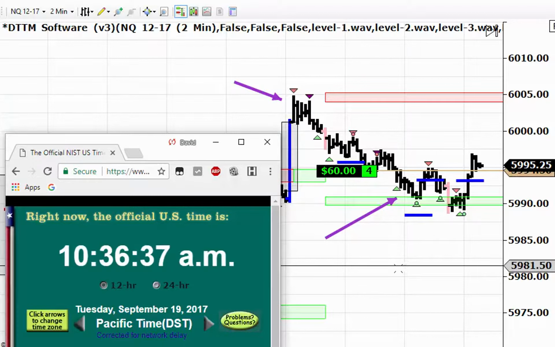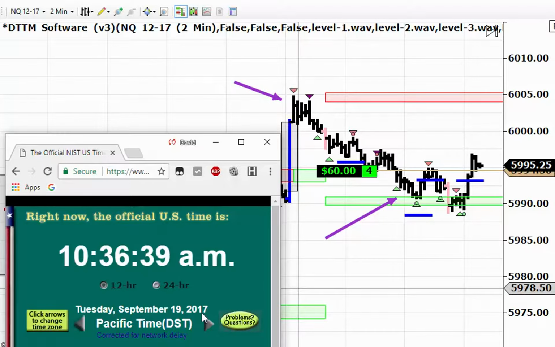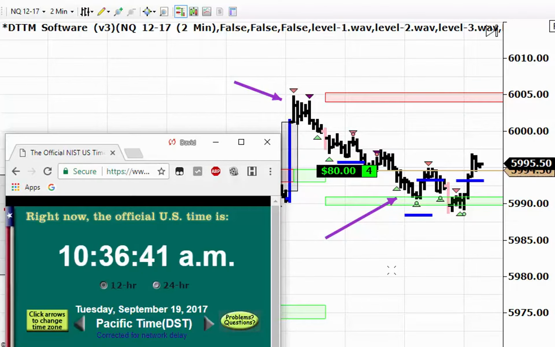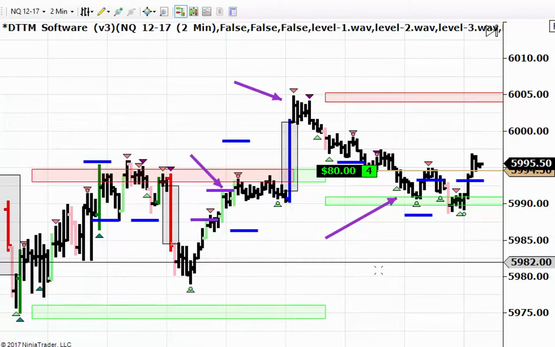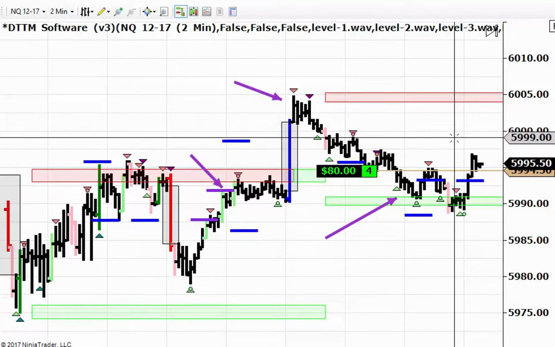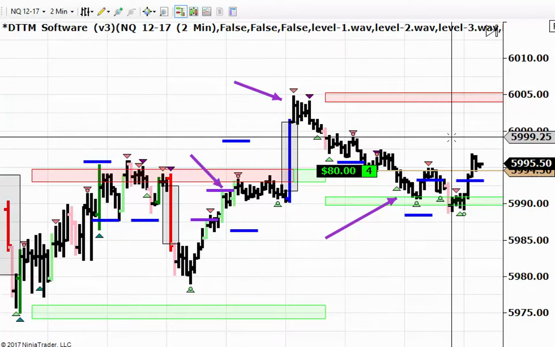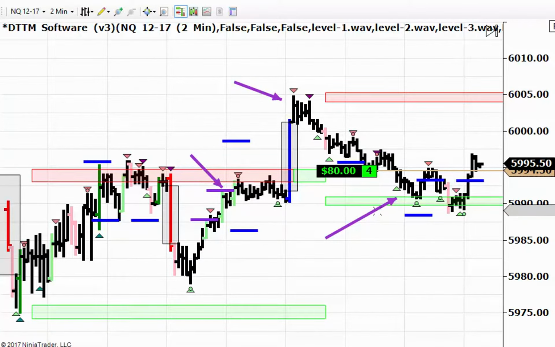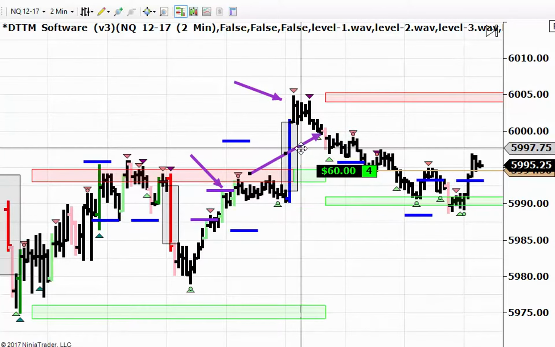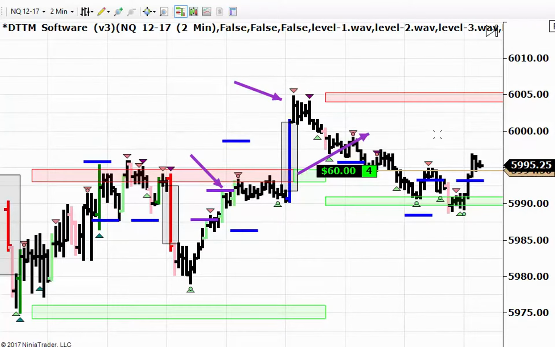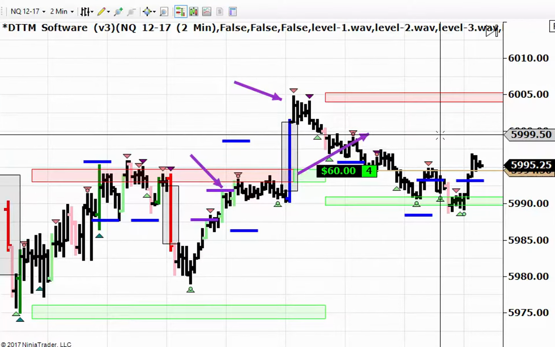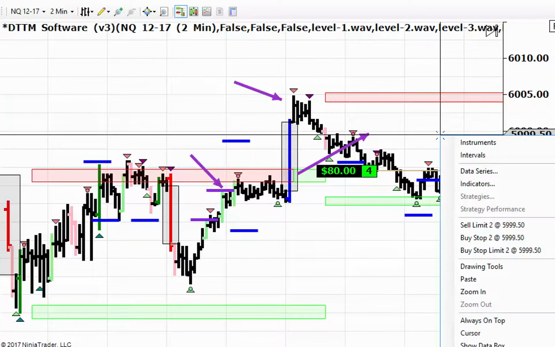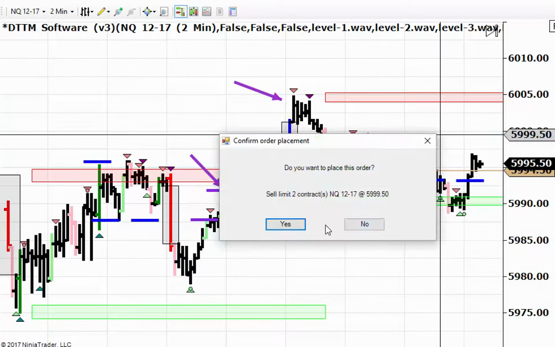Of course, it's Tuesday, September 19th, 2017. I'm on Pacific time. So this is a 2-minute chart of the Nasdaq September contract. I'm going to go ahead and put a sell limit in, being long from 94 and a half. The next area of resistance is likely to be up in here, just below 6,000. So we're long from 94 and a half. I'm going to put a sell limit at 99 and a half. We'll see how that works for the next little bit.